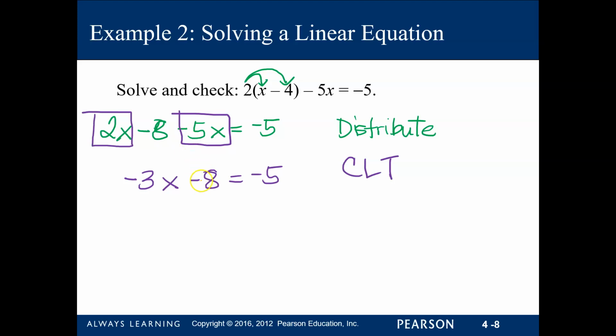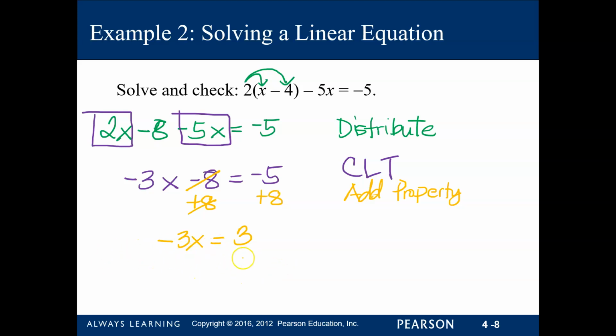So what we will need to do is remove the minus 8. We always undo that operation. So what is the opposite of minus 8? That would be a plus 8, so that this will become a 0. Now remember, with the addition property, whatever you do on the left side, you also do on the right side. So you add 8 on this side. This is the addition property of equality. Now we are down to negative 3x is equal to negative 5 plus 8, and that's going to give us positive 3.